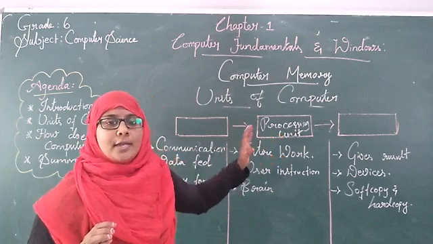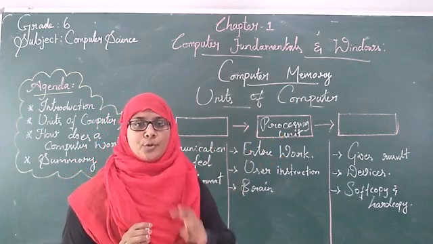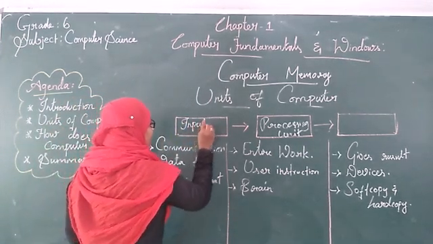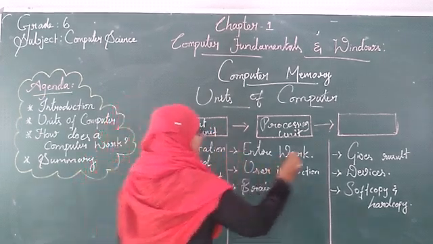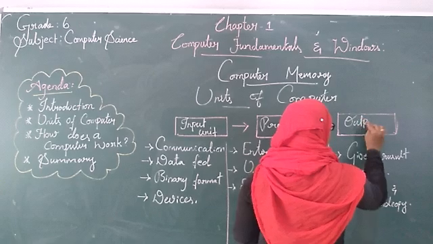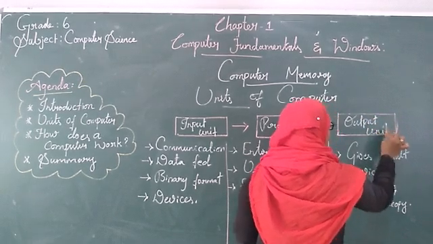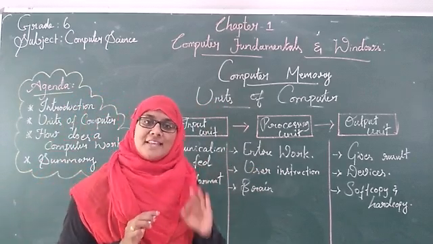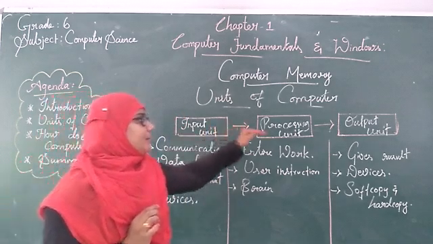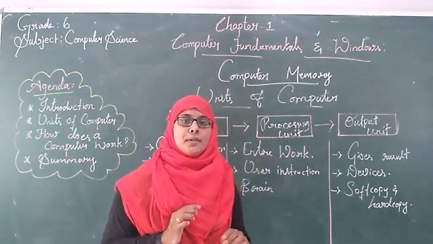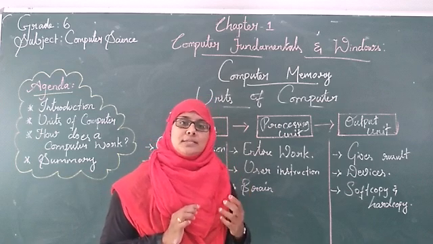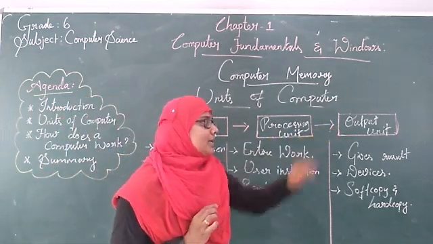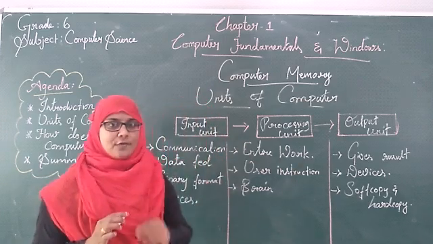Processing unit alone cannot complete the task. It needs two more units along with it: input unit and then output unit. Now, computer consists of three main units. There are input unit, processing unit, output unit. Now you can tell what are the three main units of computer? Input unit, processing unit, and then output unit. We'll see about this one by one.